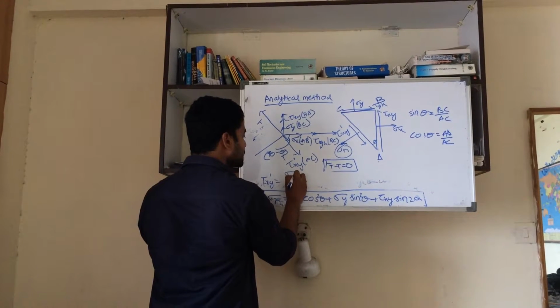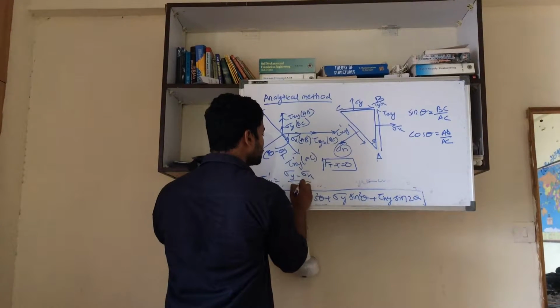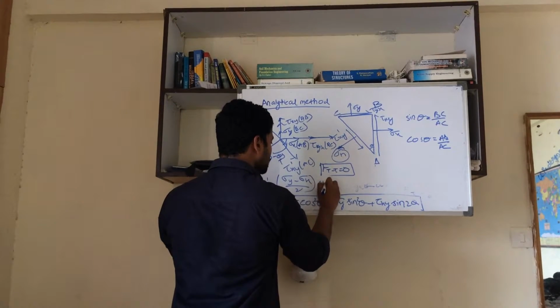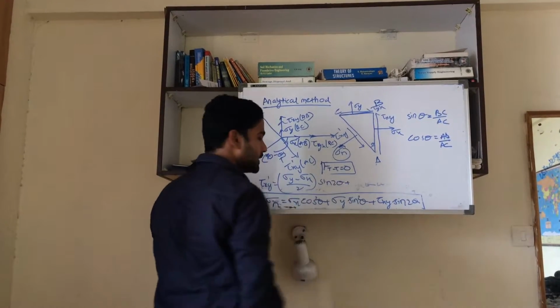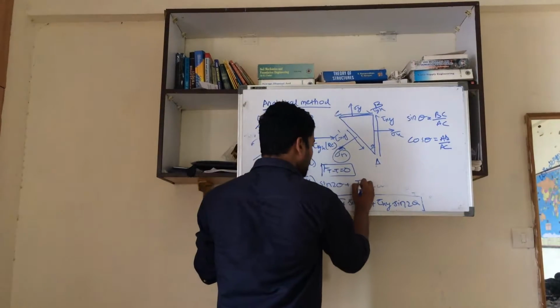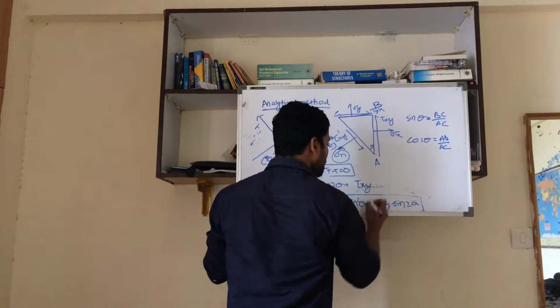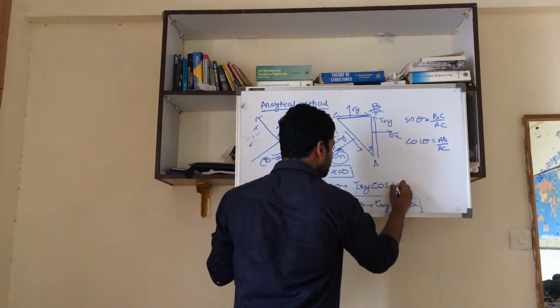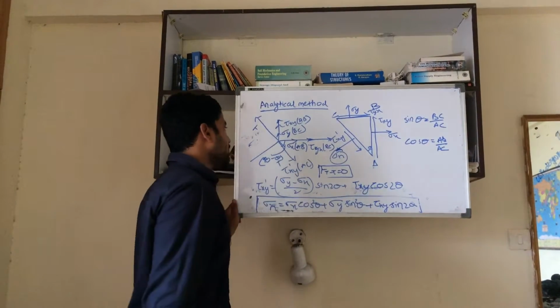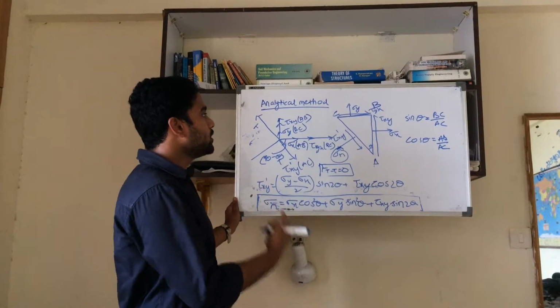would be equal to sigma y minus sigma x by 2 sin 2 theta plus tau xy cos 2 theta.